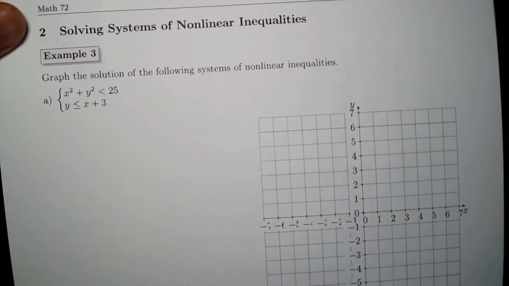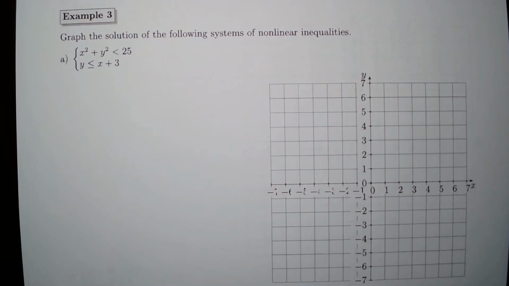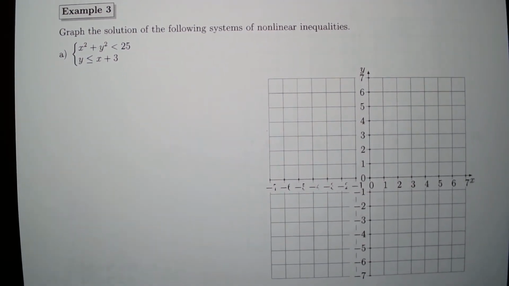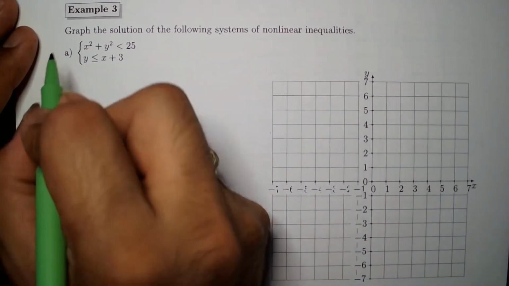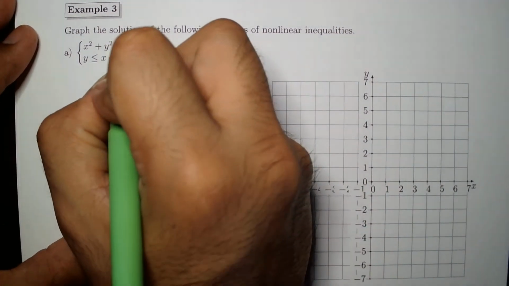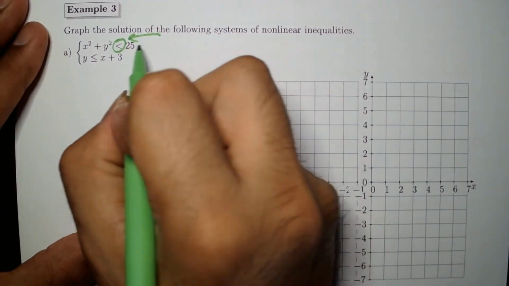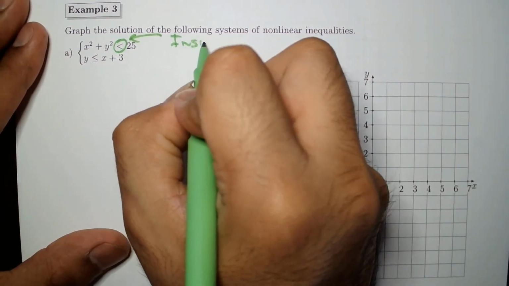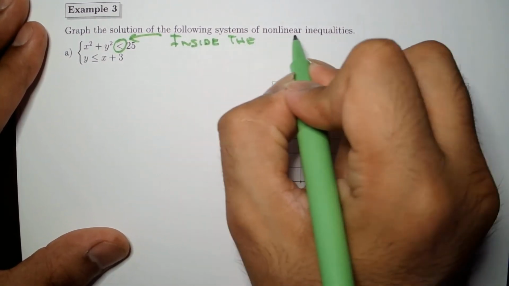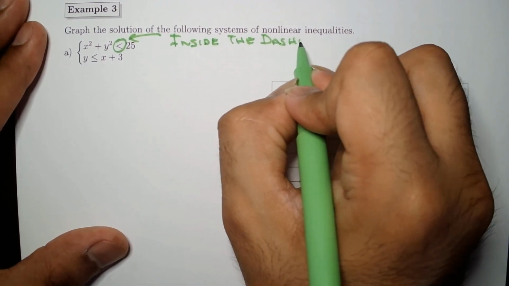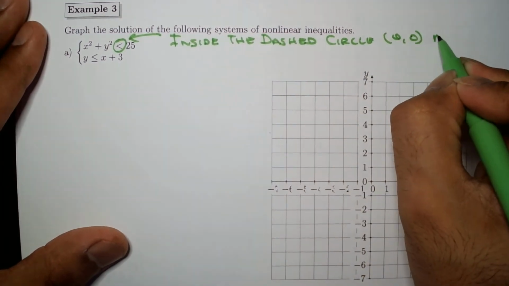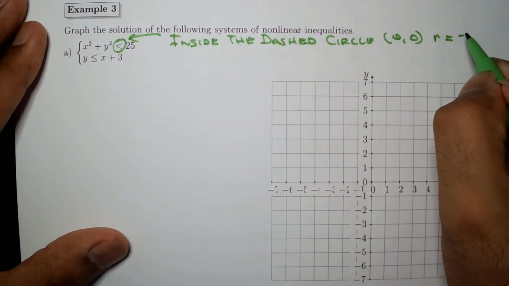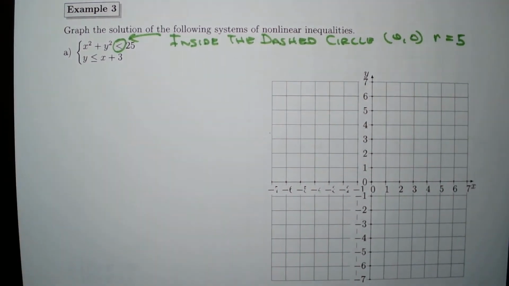So now we are going to combine these two. Just the same way we did it with the lines, but now we are going to combine two conic sections, or a conic section with a line. Well, that's going to depend. Number one: x squared plus y squared less than 25. Well, what is this going to be? In this case, inside the dashed circle, center at the origin, our radius equals 5.